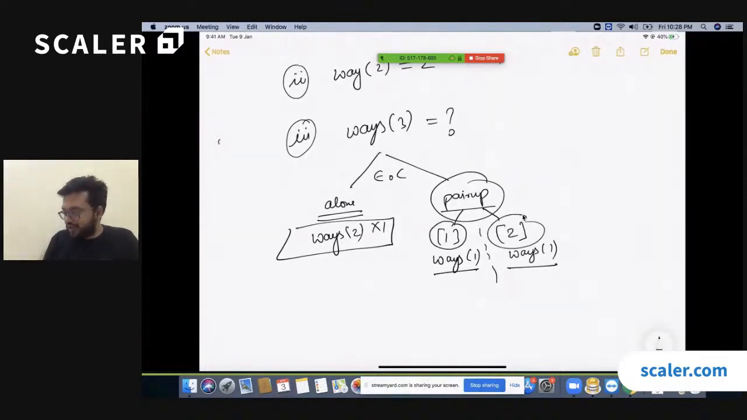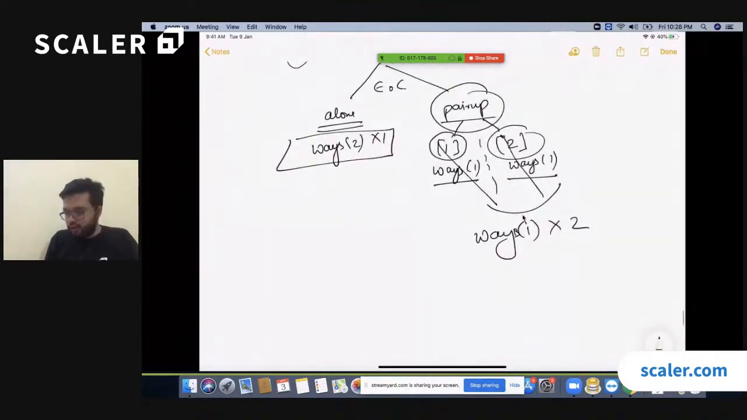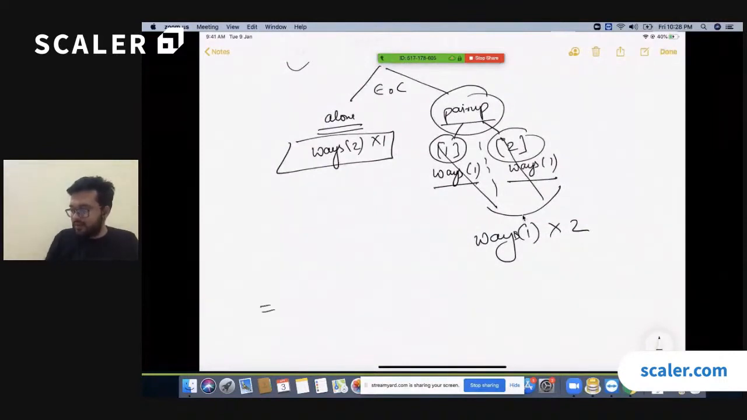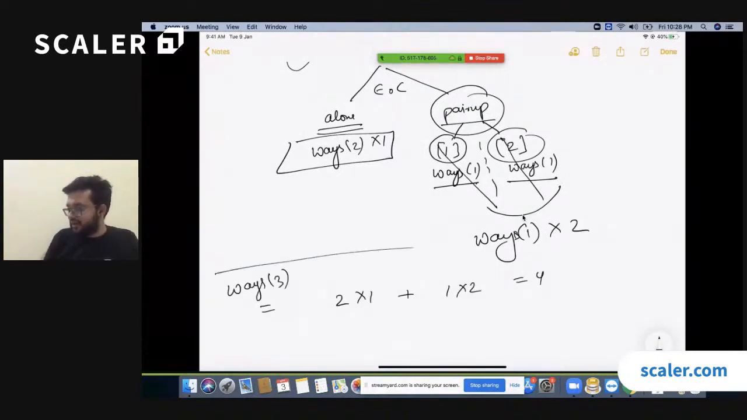So in other words, you can just call this the number of ways one person can enjoy the party multiplied by 2, right? So what do you do? For 3, you get the answer by the number of ways 2 people will enjoy the party, which is 2 multiplied by 1, plus the number of ways 1 person can enjoy the party, which is 1 multiplied by 2, which makes it 2 plus 2, which is 4. So the number of ways 3 people can enjoy the party is 4.